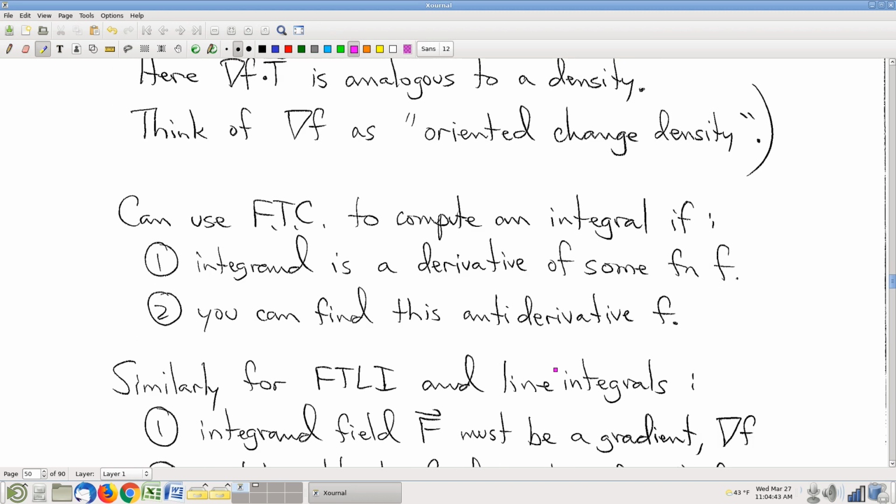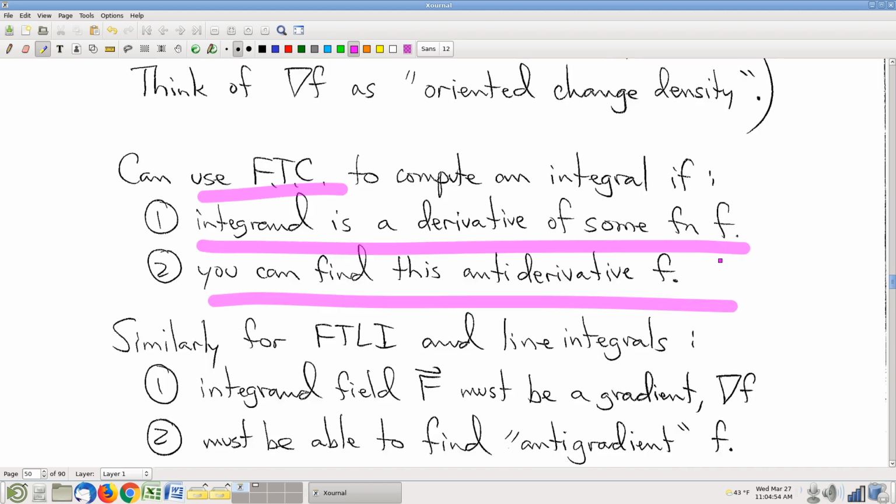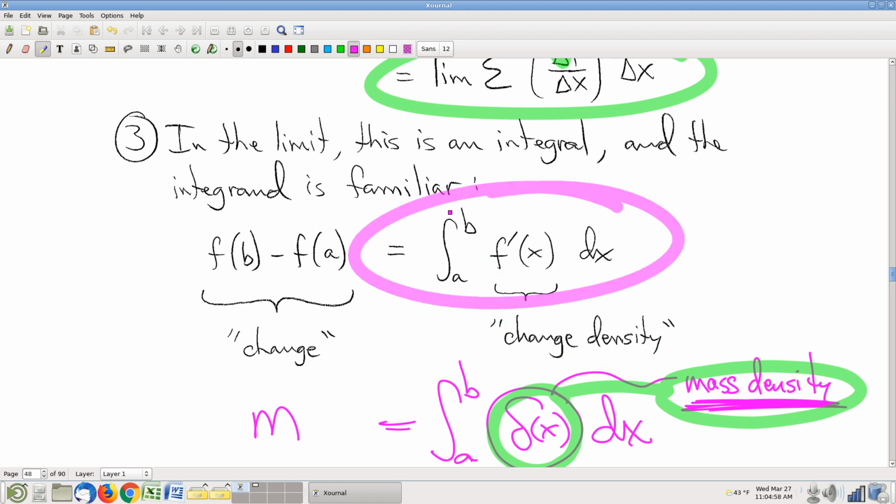Okay. All right. So we got a new theorem. How do you use the fundamental theorem of calculus? Well, if your integrand is a derivative, and if you can find that antiderivative, then you're good, right? That's how we use this theorem right here. If your integrand is a derivative, see it says so right there, derivative, and if you can figure out this antiderivative, then you've got a powerful tool for computing integrals.